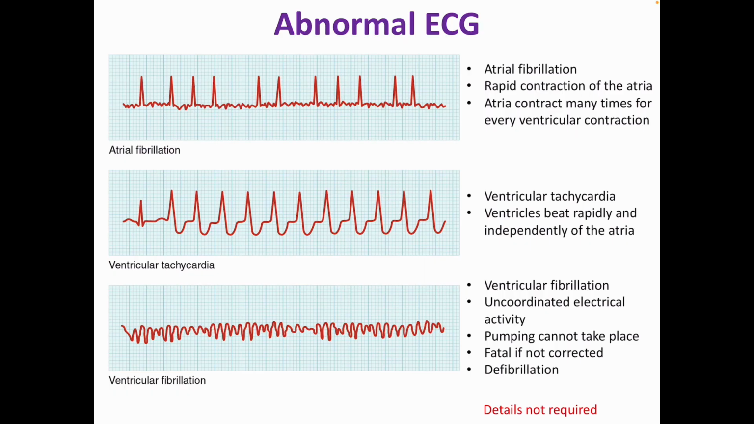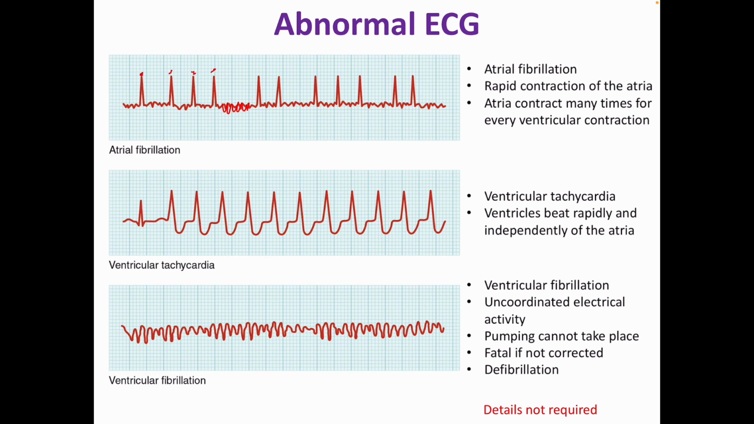Now, you're not required the details of this, but it's quite interesting. ECGs can be used to diagnose all sorts of heart complaints. This one at the top here is atrial fibrillation. You can see these peaks here are the ventricular contractions, but you can see from this that there are lots and lots of atrial contractions for each ventricular contraction. That would be felt as sort of like a palpitation. Okay, that can actually be caused by drinking too much caffeine.